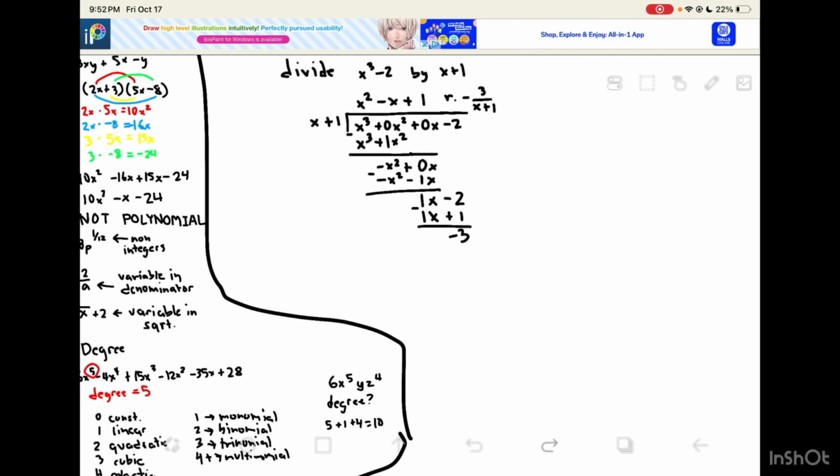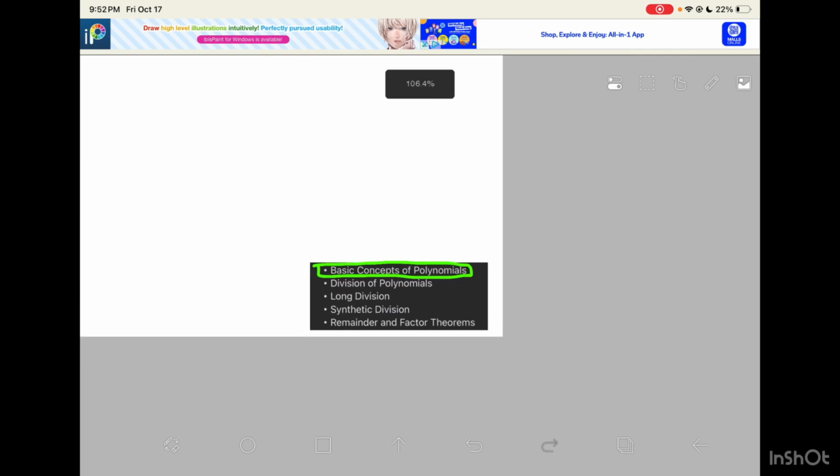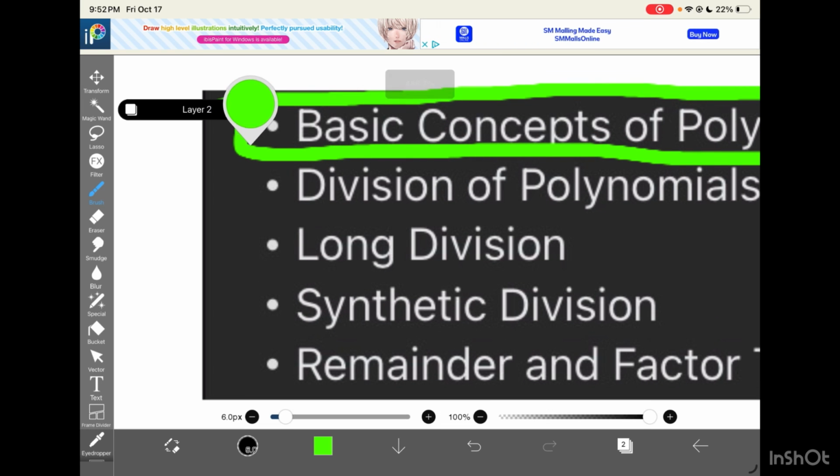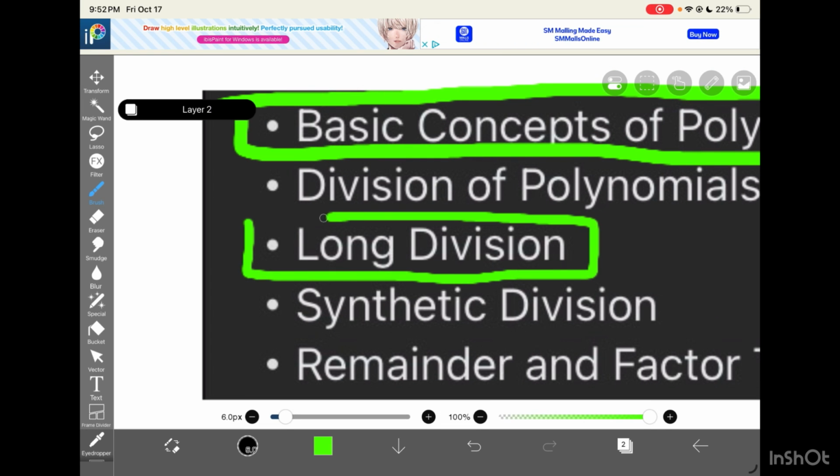Now, what if we don't want to do that? What if we have something like, let's say, x raised to 6? What do we do? Oh, we need to give that the box. So we covered long division.